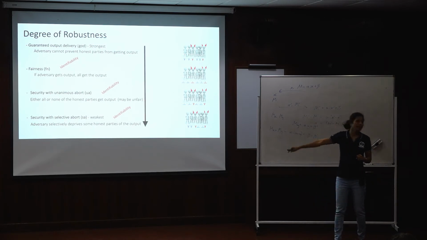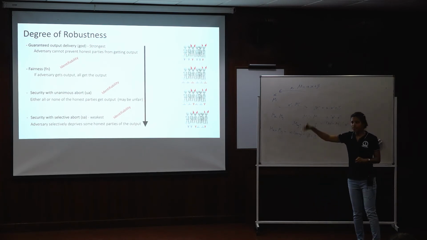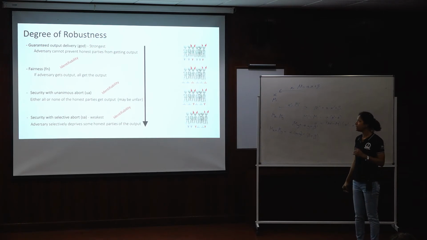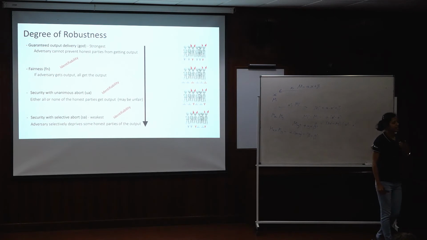And as you can see, security implies from top to bottom. Guaranteed output delivery implies fairness. That implies UA, and UA implies security with selective abort. These are all weaker security notions.